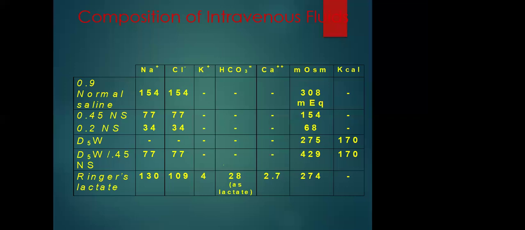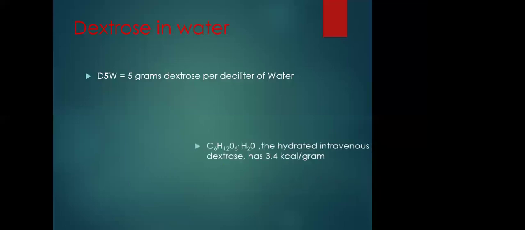They've already attempted to add lactate there, which is good because lactate is a 3 carbon molecule. It is broken down into 2 carbon pyruvate and 1 carbon, and then this carbon can dissolve in water and it can give you bicarbonate. This is very important as a buffer in metabolic acidosis. Now, dextrose in water is like 5 grams of dextrose, and you have put it in like a deciliter of water.